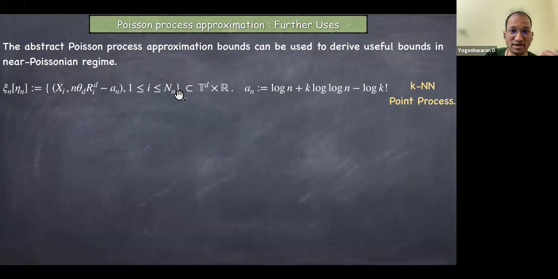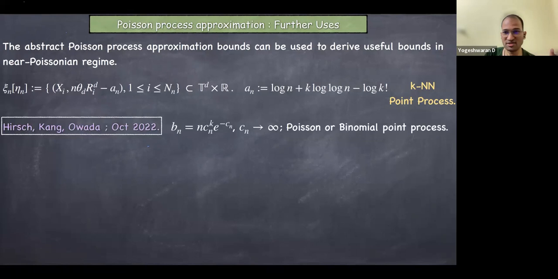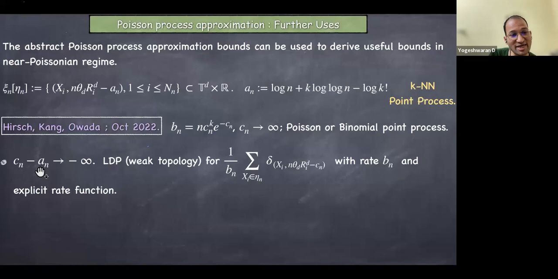That is what we did. But very recently, in fact, this paper was posted after Iowa sent me an invitation. Once I accepted, a few days after this, this is a paper of Christian Hirsch, Kang and Takashi Owada. And what they show is they take a slightly different scaling. Let's say C_n goes to infinity and B_n is this. And suppose C_n minus A_n goes to minus infinity. That is, C_n is going to infinity, but not as fast as A_n, slower than A_n. They showed a large deviation principle for a scaled version of this point process. Instead of A_n, you scale by C_n and do another scaling. And they showed a large deviation principle with explicit rate function and rate B_n.